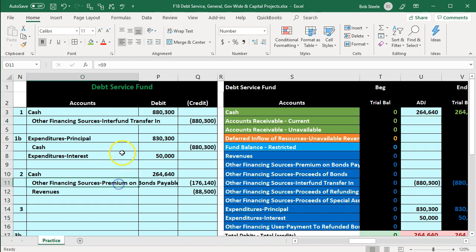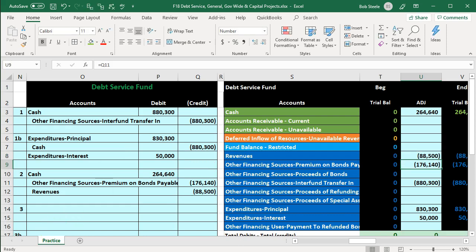And then we've got the other financing sources, the premium on the bonds payable. So that's going to be in U9, where we will say equals and point to that credit. And so we have an increase there. And then we have the revenue. So here's revenue. That's going to be up top in U8 equals, and we'll scroll over and pick up the revenue amount.